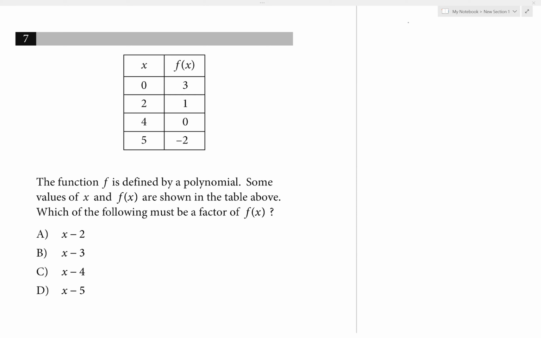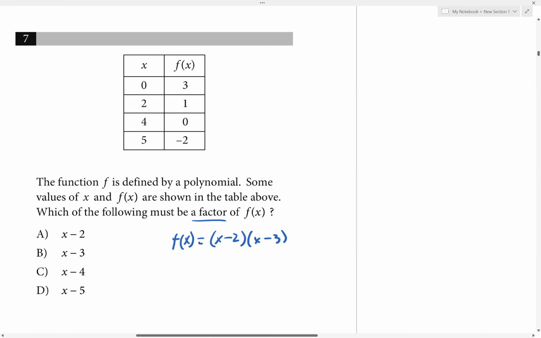So the concept behind this one is, if we have a polynomial and we factor the function, the factors are the things in the parentheses. Say f of x is equal to x minus 2 times x minus 3. These will be the factors. x minus 2 is a factor, x minus 3 is a factor.